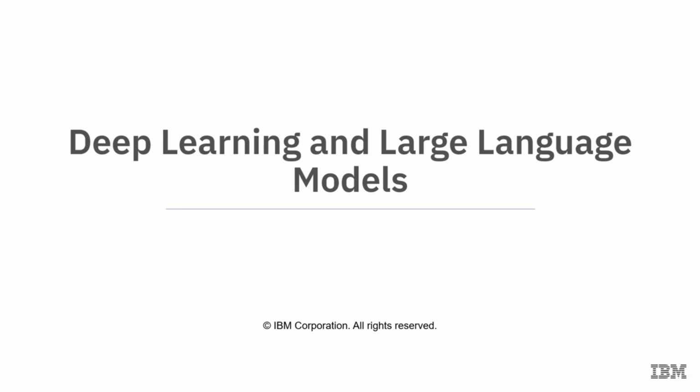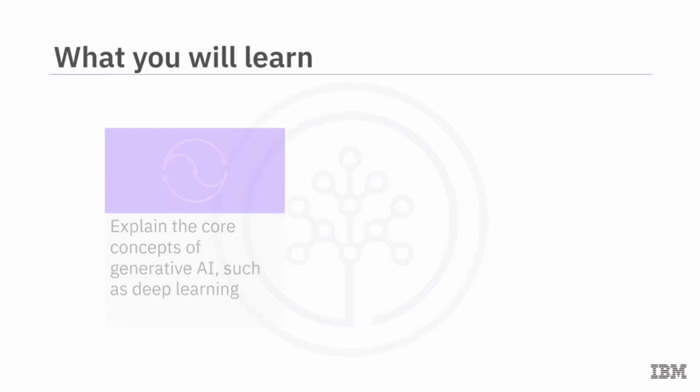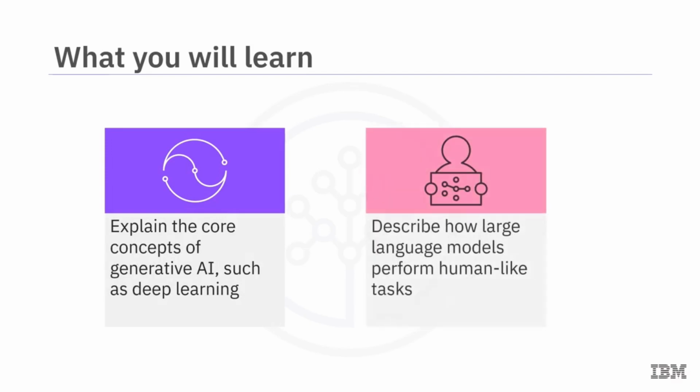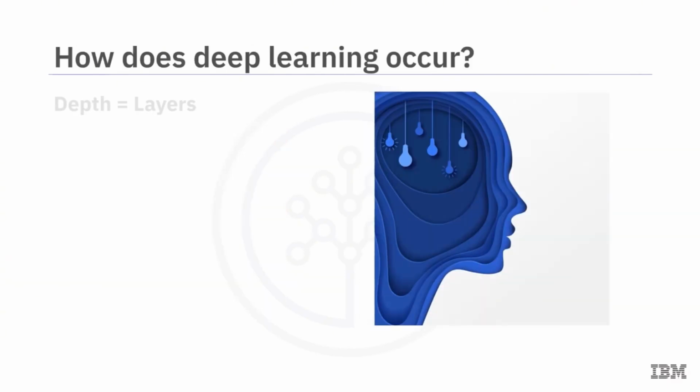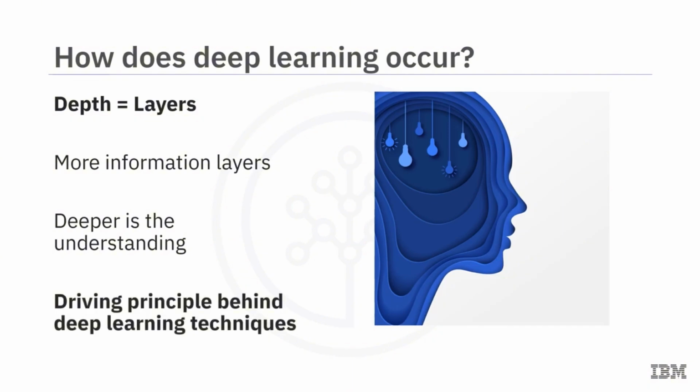Welcome to Deep Learning and Large Language Models. After watching this video, you'll be able to explain the core concepts of generative AI, such as deep learning, and describe how large language models can perform human-like tasks. How does deep learning occur? Depth is created with layers. The more layers of information you process, the deeper your understanding of life around you. This is how the human brain works.